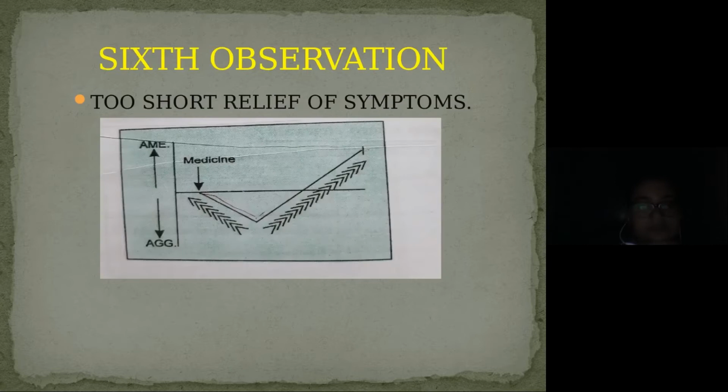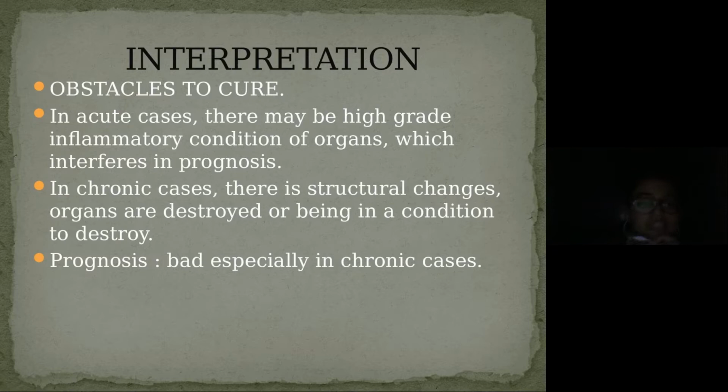Now comes the sixth observation, that is, too short relief of symptoms. There is a relief of symptoms, but it is too short. So what is the interpretation? We must suspect that there must be some obstacles to cure, because there is relief of symptoms, but only for too short a period. In acute cases, there may be a high-grade inflammatory condition of organs which interferes with the prognosis. In chronic cases, structural changes have happened or organs are destroyed or are in a condition to be destroyed. Prognosis is bad, especially in chronic cases. If this sixth observation comes in chronic cases, then the prognosis is bad and we must suspect that there are obstacles to cure, maybe on the patient's side.